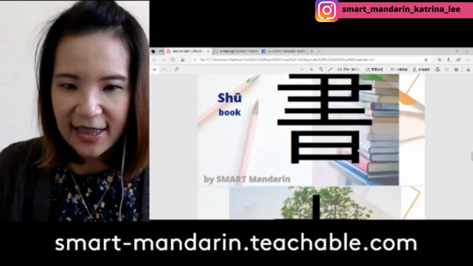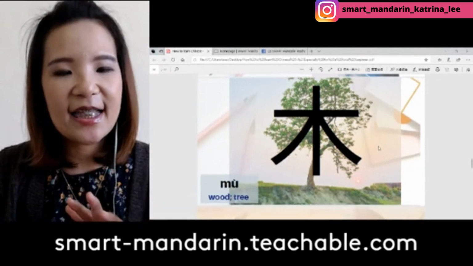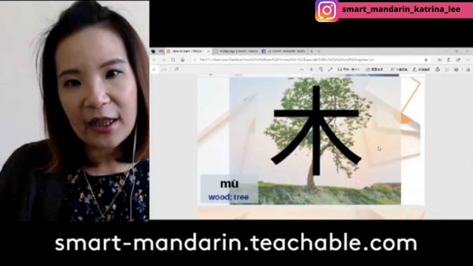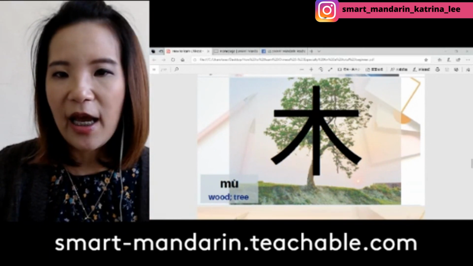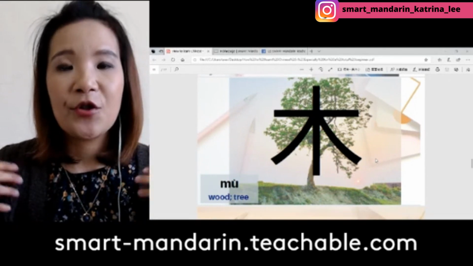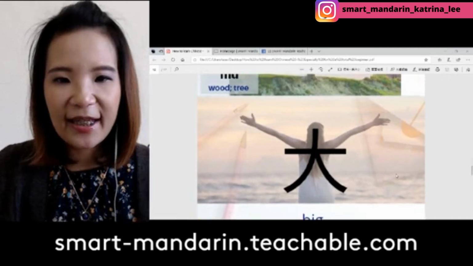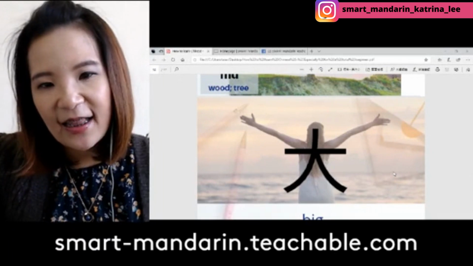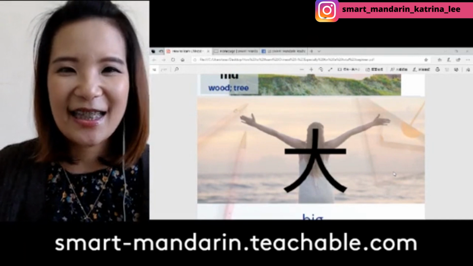Okay, yes. And the next one is mu. This Chinese character originally means wood or tree. Yeah, it looks like a tree. All right, so this is how most teachers teach the character Hanzi. Let's take a look at another one, big, 大. So you stretch your body, 大, as big as possible. This is the biggest you can go. So that's 大.